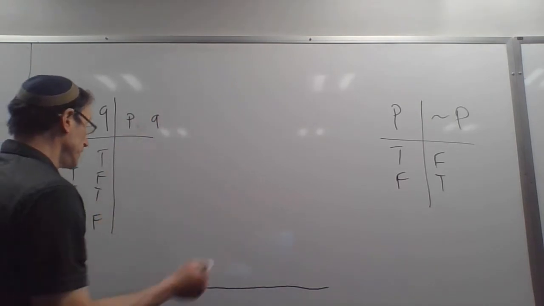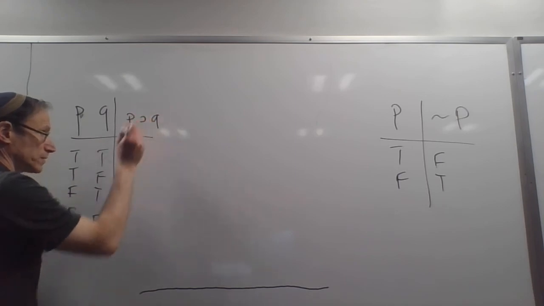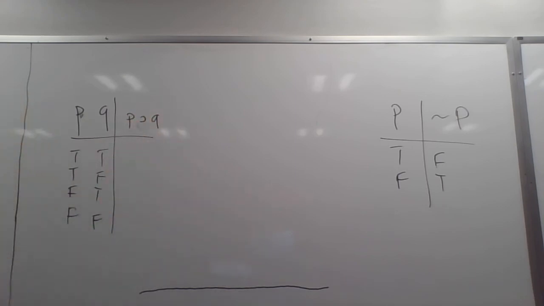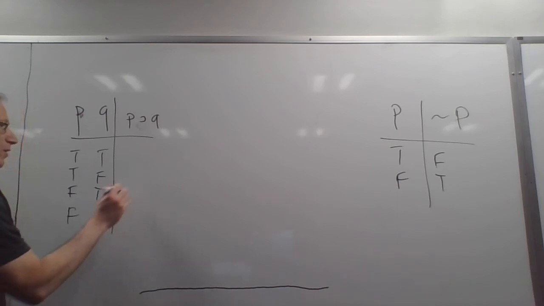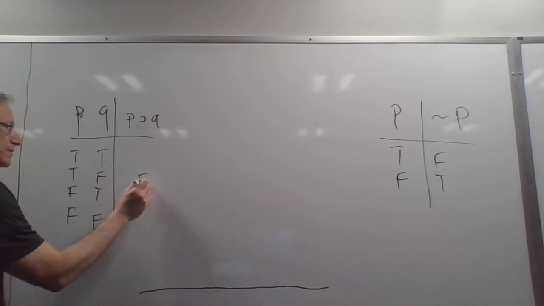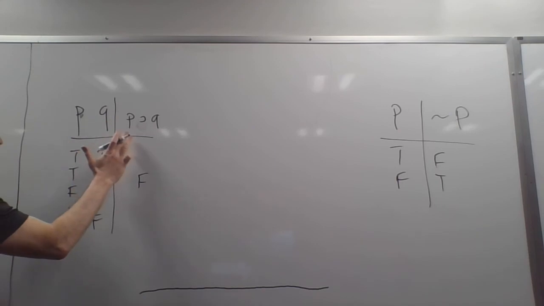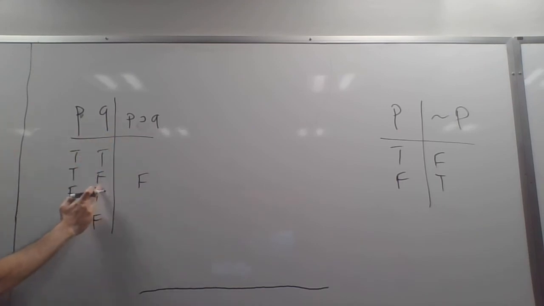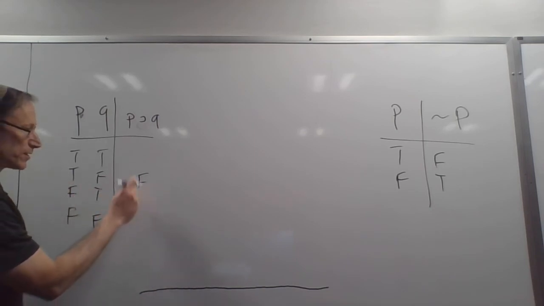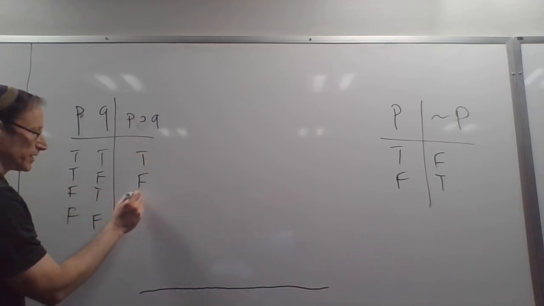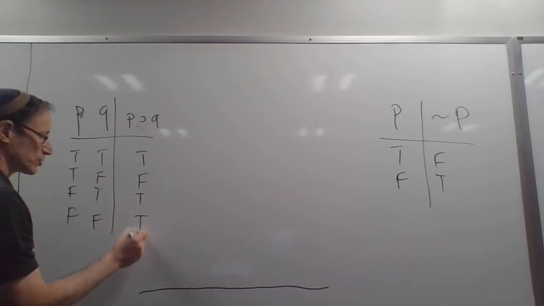If we have P horseshoe Q, the rule is that it's going to be only false on the second case, because this is saying if P is true, then Q also is true, but here Q is false. So on this row, the horseshoe turns out to be false, and by definition, we're going to say that it's true otherwise.